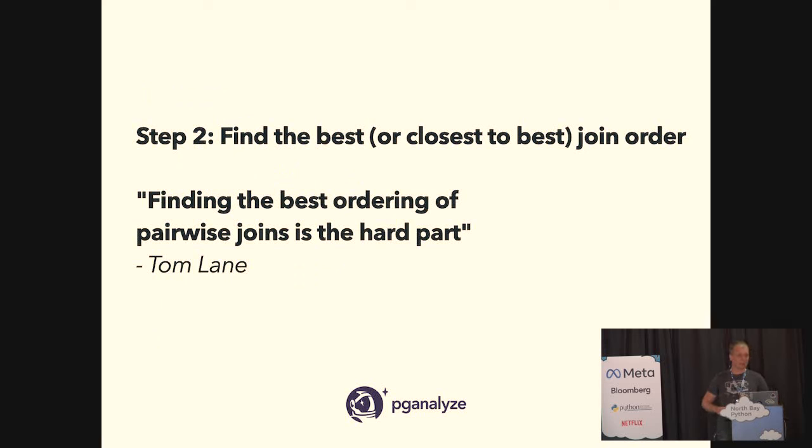Now, actually, sorry, I lied earlier. There's a fourth Tom Lane quote in here. He does pretty in-depth talks, so I apologize for quoting him four times. But finding the best ordering of pairwise joins is the hard part, right? So we have all these tables. How do we combine them?